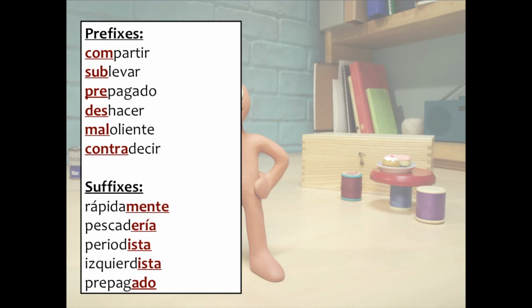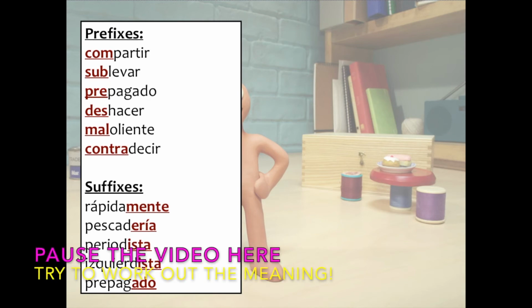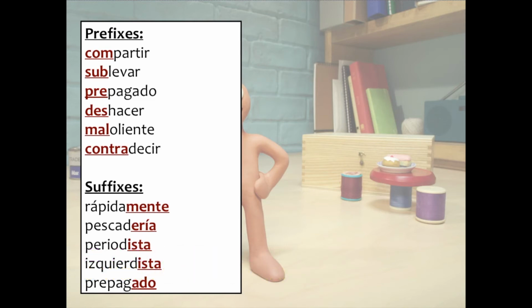Have a go, see if you can work out what they mean. So the first one, compartir. Partir, we've got part, so it gives this idea of dividing something up. And we said that that prefix com means with. So if you divide up with something with somebody, you are sharing it. And not just that, we know that we've got ir on the end of it, so it's an infinitive. So it's got to be to share.